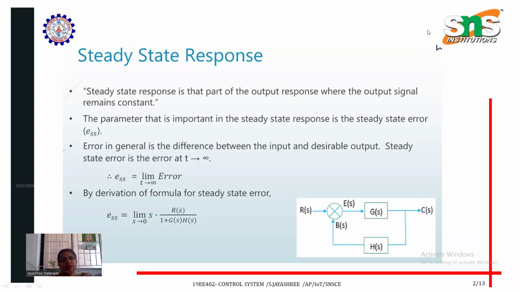Okay, so there are two types of responses: steady state response and transient response. Steady state response is that part of the output response where the output signal remains constant. At the time when time reaches infinity, the response comes to steady. So that is the concept.